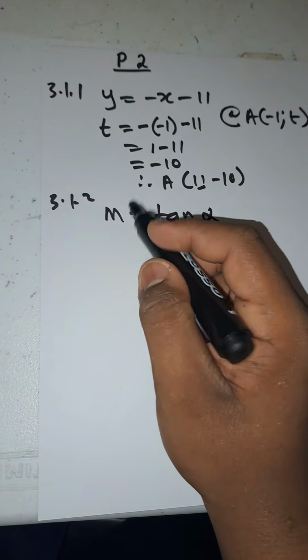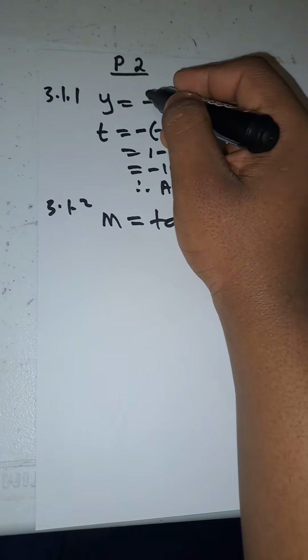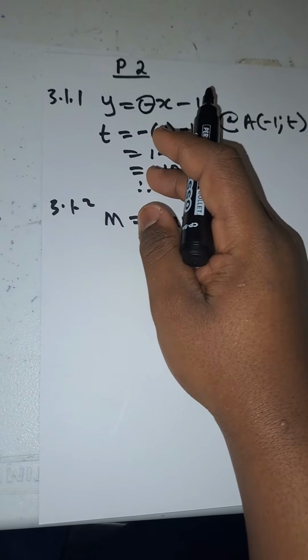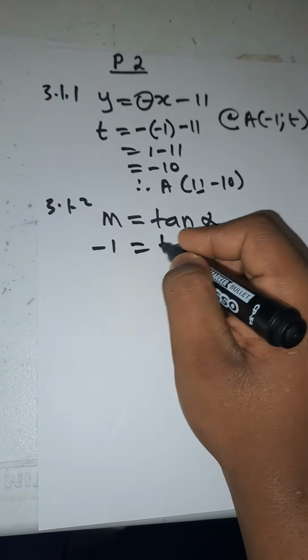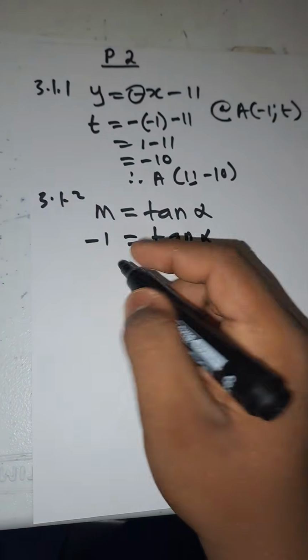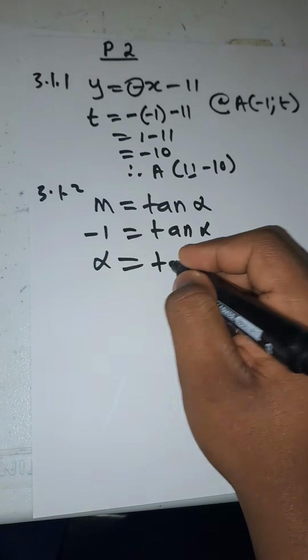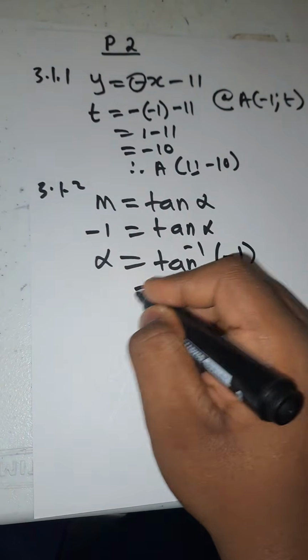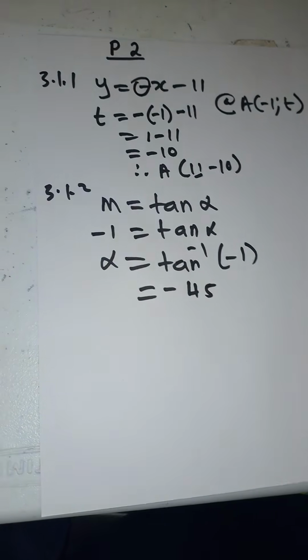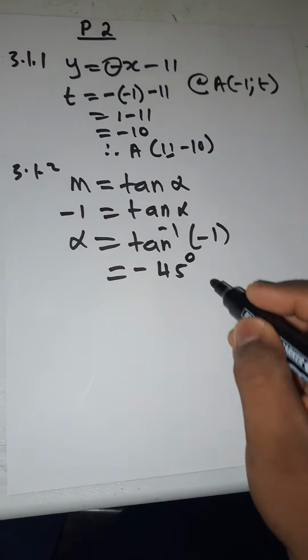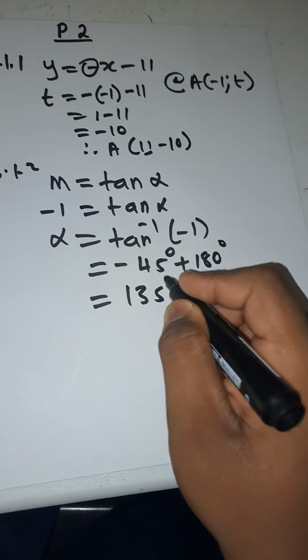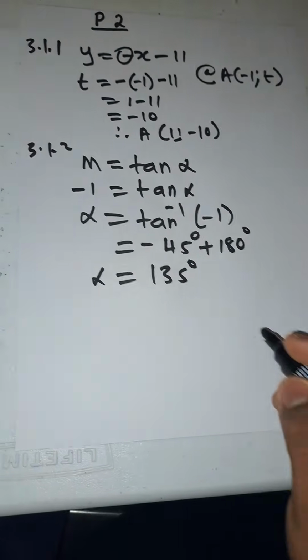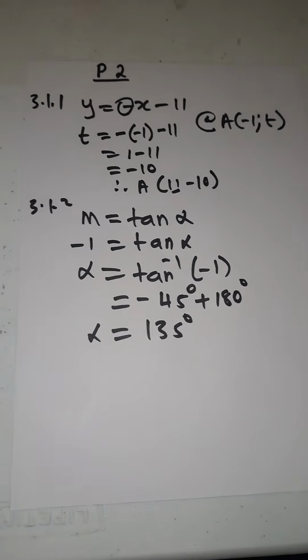I have my gradient because I'm already given it here. You see, this thing is very important. Since it is minus x, it is already telling me that my gradient is minus 1, equals tan alpha. And then for you to get this alpha, you'll simply say alpha equals arctan of minus 1. Then you get minus 45 degrees. But you're not going to end there. You're going to add 180 degrees. Then you'll get your answer, 135 degrees. This is the value for alpha. You see, this is how you simply do it. Okay, so let's go to the next question.